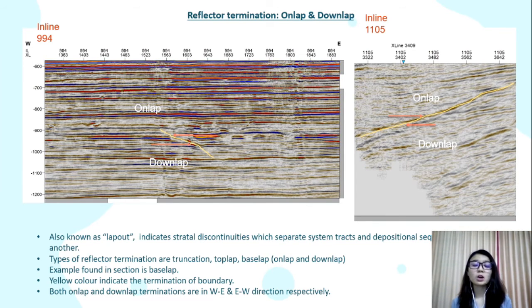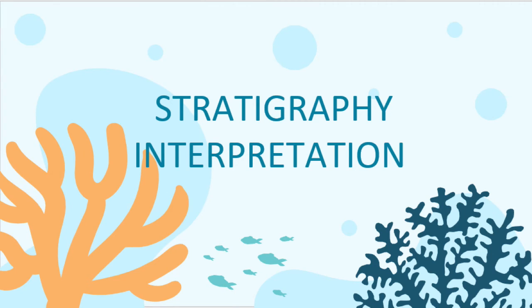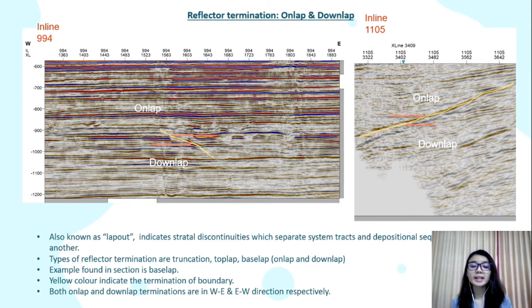Now I'll be presenting on the stratigraphy interpretation part. Reflector termination, also known as lap out, indicates stratal discontinuities which separate system tracts and depositional sequences from one another. The types include truncation, top lap, on lap, and down lap, which is also known as base lap. The example found in the section here is base lap. As you can see here, the yellow color indicates the termination boundary. And both on-lap and down-lap terminations are in the west-east and east-west direction respectively.